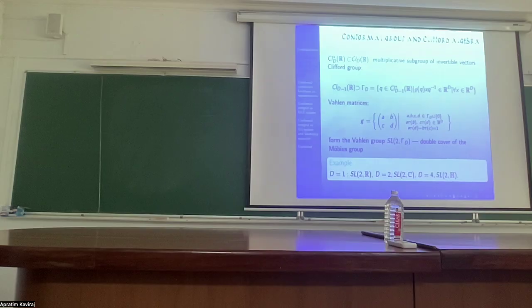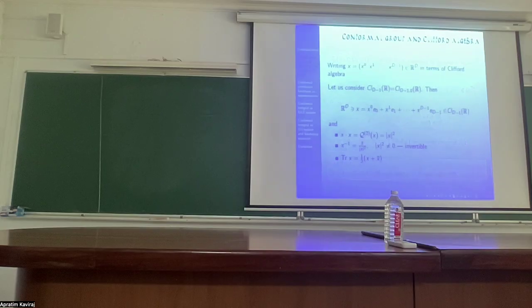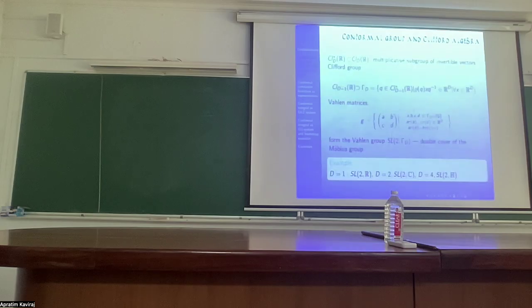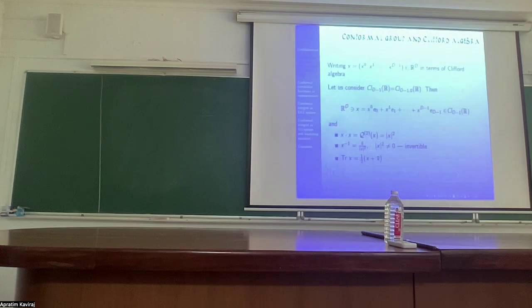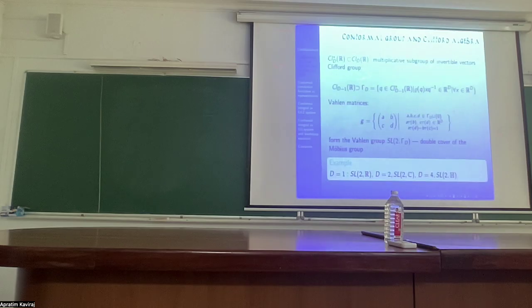Now you define, as I said, there are some elements called invertible elements if the norm is non-zero. So I denote by the star the multiplicative subgroup of invertible vectors. Now I can multiply these vectors clearly; x dot x makes sense. So take the multiplicative subgroup of invertible vectors, and that defines a Clifford group out of that.